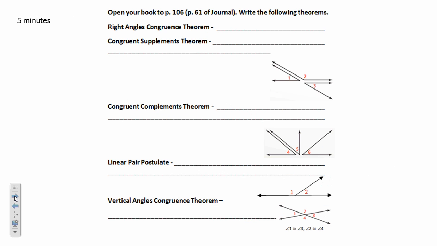Okay. So, in your book, on page 106, you have some theorems. If you don't have your book, you can use your student journal. Page 61 of your student journal also has the same information. Okay? I want you to write down page 108 in a beige colored box. They have a theorem, theorem 2.3, right angle congruence theorem. I want you to write some notes straight from your book.